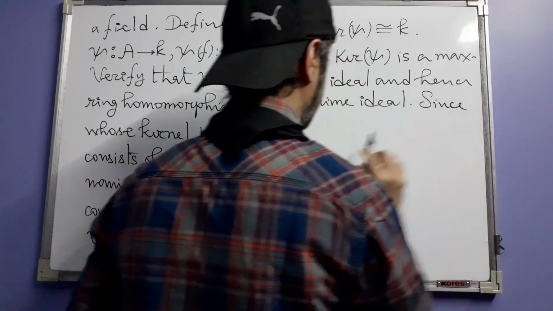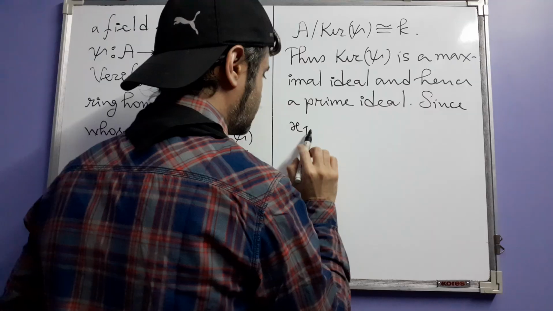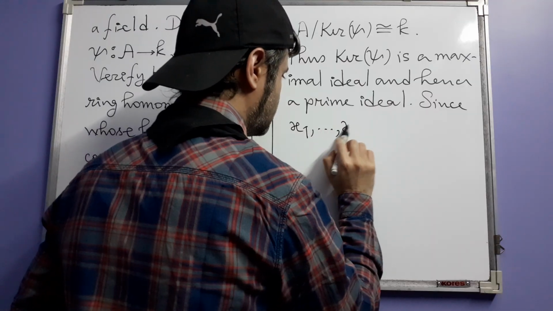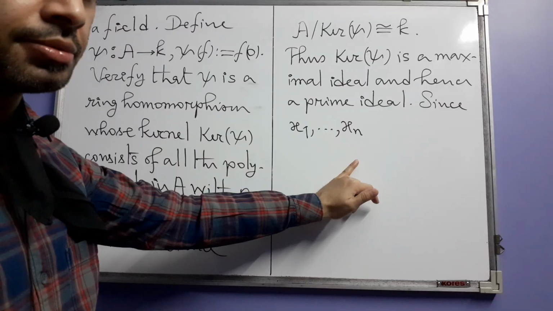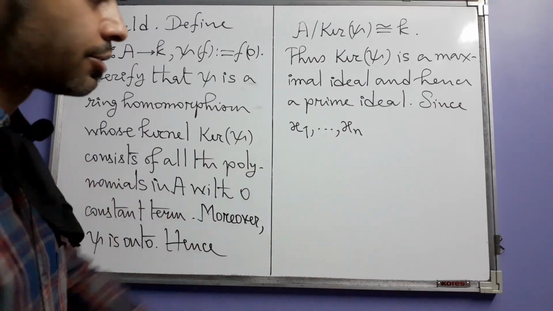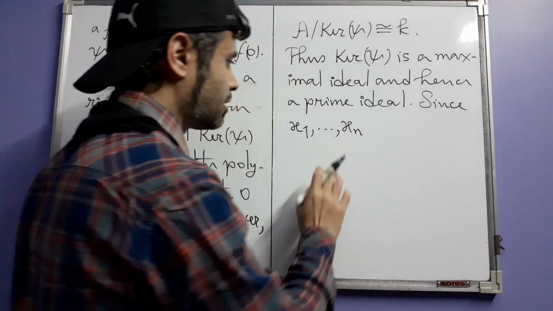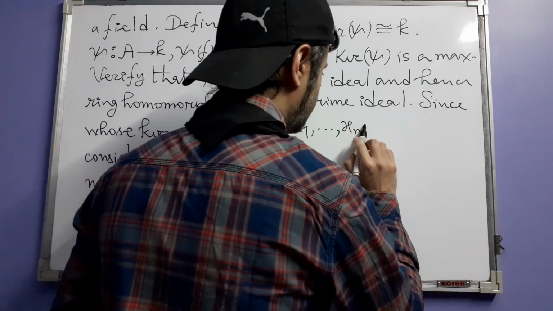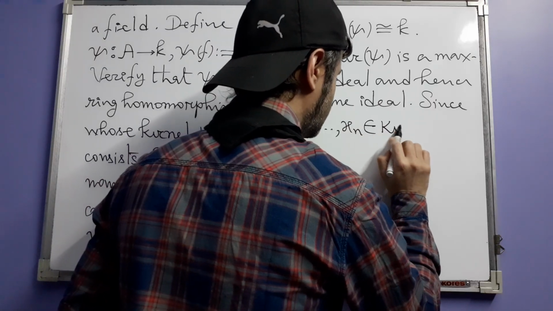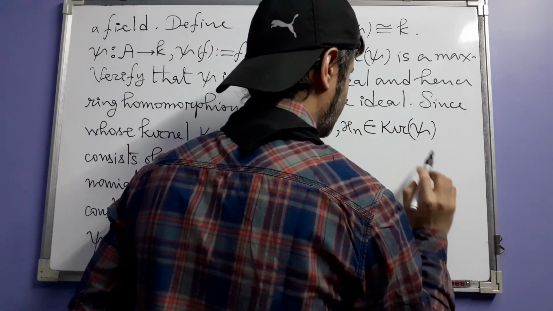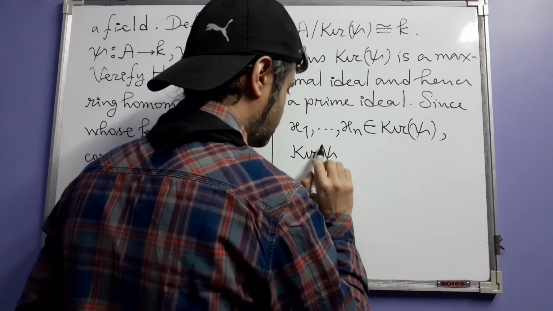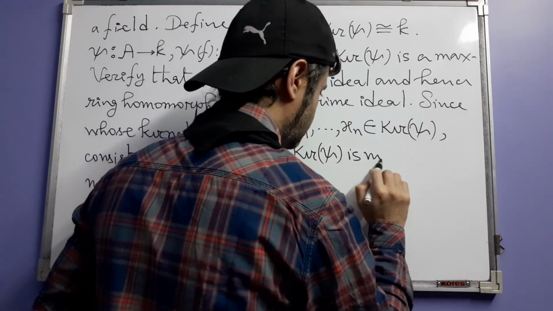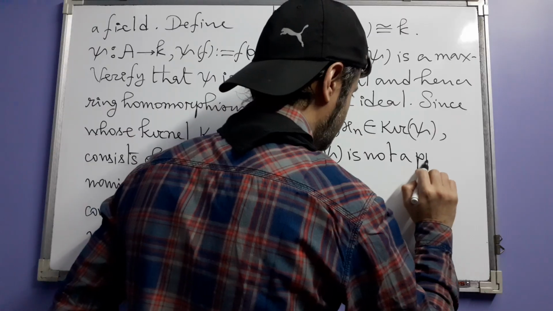Since x1, x2, all these things are themselves polynomials. They are monomials, but they are also polynomials. Each one has constant term 0. So, they belong to the kernel of psi. So, that is why this is not a principal ideal.